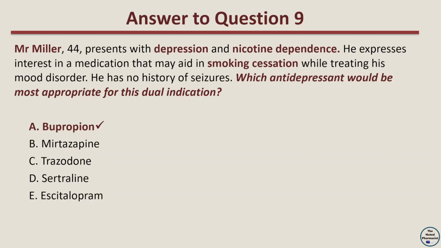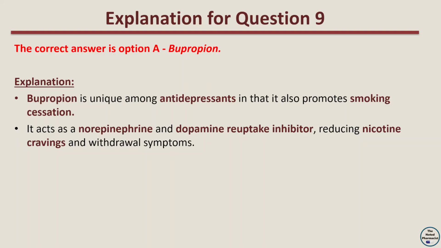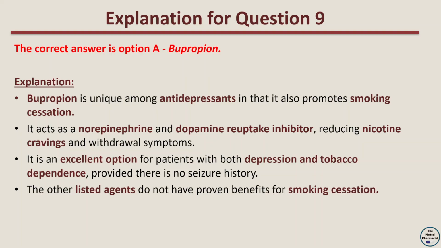The correct answer is option A, bupropion. The explanation is that bupropion is unique among antidepressants in that it also promotes smoking cessation. It acts as a norepinephrine and dopamine reuptake inhibitor, reducing nicotine cravings and withdrawal symptoms. It is an excellent option for patients with both depression and tobacco dependence, provided there is no seizure history. The other listed agents do not have proven benefits for smoking cessation.